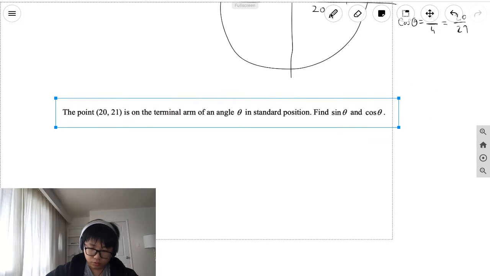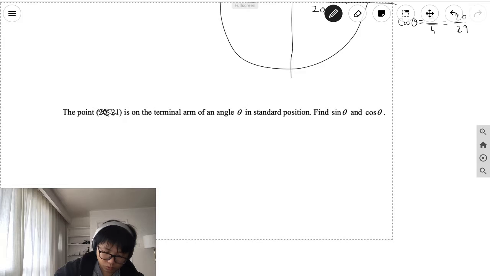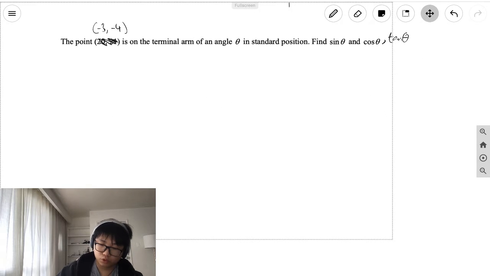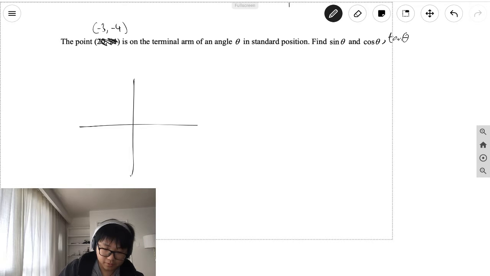So I'm going to change up the coordinate. It's going to be -3, -4. And I want sine theta, cos theta, and tan theta. Okay. So for this kind of problem, even if you don't draw in the circle, I'd encourage you.